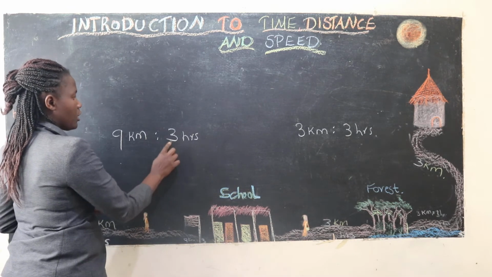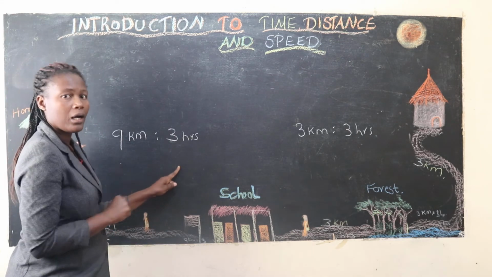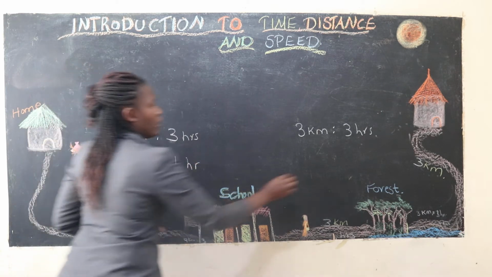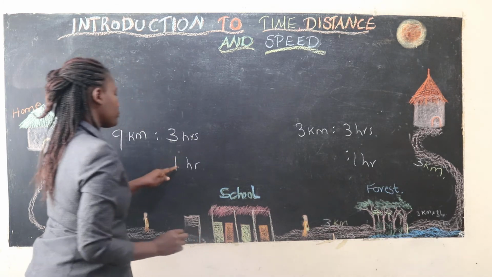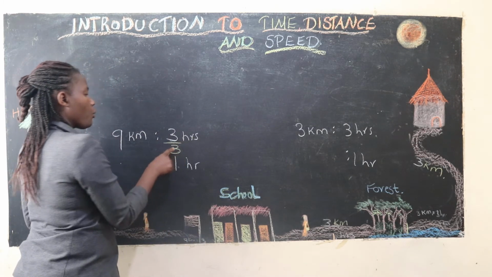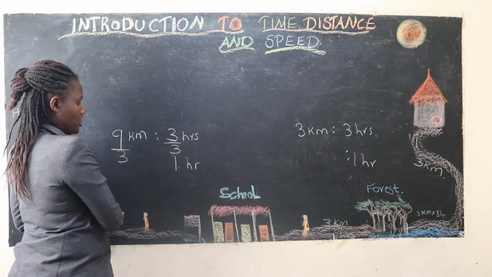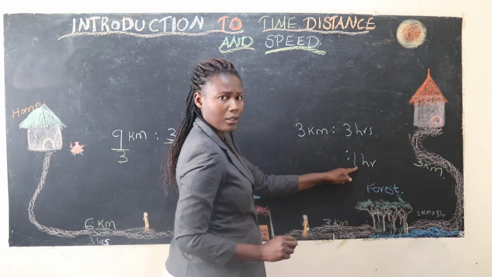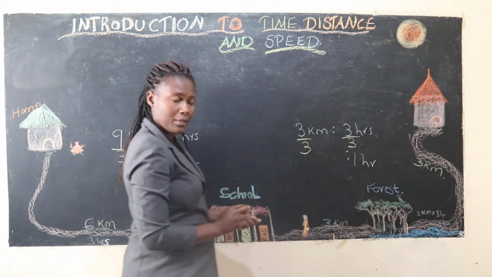Okay, so we know that speed, when you find what you cover in 1 hour, you have found speed. So let's see, 1 hour here and 1 hour there. What have we done here to move from 3 to 1? We have shared by 3. What you share on this side, you must share on the other side. What did we do here to move from 3 to 1? We also shared by 3. And also here we share by 3.